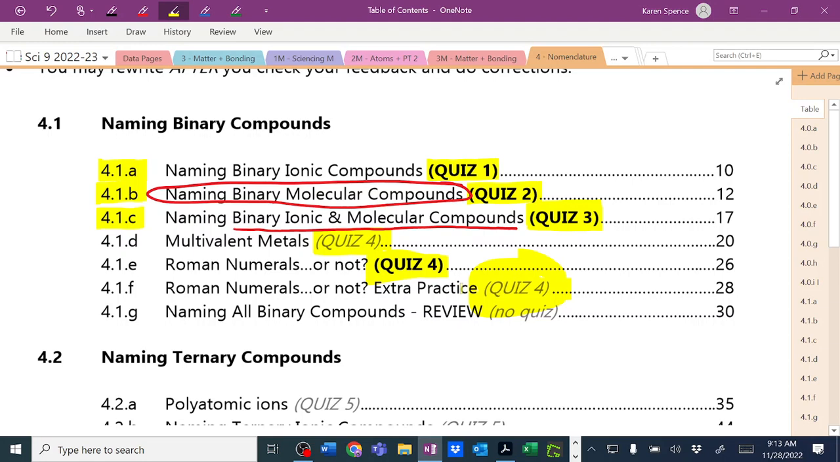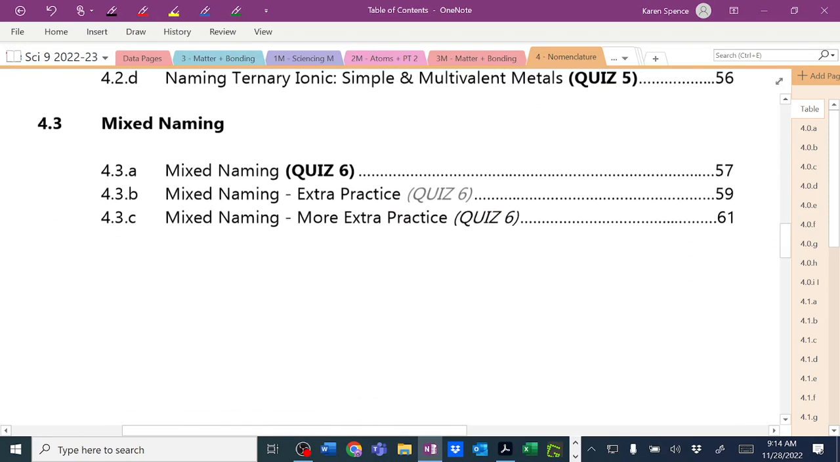So once you have, let's say you take quiz number 4 and you really didn't do very well at it, you could do the extra practice, right? And then you could try it again. You can ask me questions about it, try it again, et cetera, et cetera. So that's how we're going to work through the whole thing.